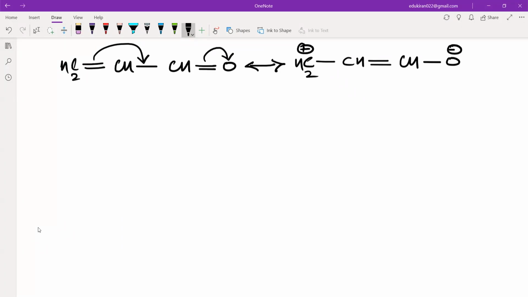Now you tell me, are these two resonating structures the same or different? Identical or non-identical? Non-identical, right? Because all the individual atoms are not the same. The CH2 is neutral in one and has a positive charge in the other.